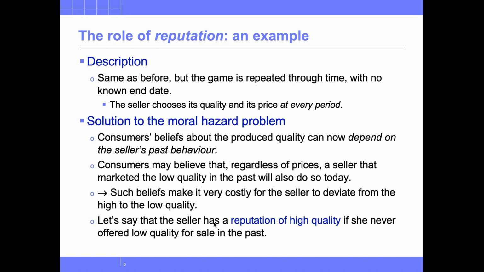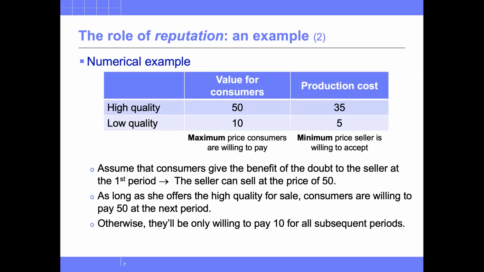Okay, the opposite is that if the seller continues to sell high quality and keeps a reputation of high quality, then this seller may hope to sell a high quality product at a high price in the future. So this is the argument that we want to capture in this setting, and we will just go through a very simple model to establish that. Okay, here is the example.